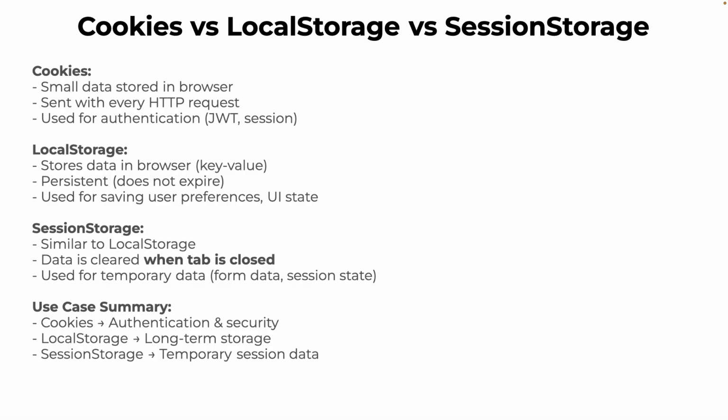Okay. Local storage is used for saving user preferences and UI state. For example, you want to store some activity of the user, like if you navigate from page A to page B and you want to keep the state, what was the last state the user visited, so you can keep it in local storage. And it's just a user preference, it's not related to any critical user data. It's just a state that you want to maintain in the UI.